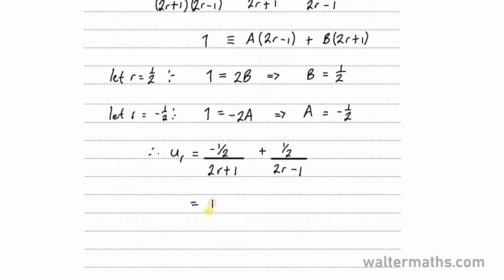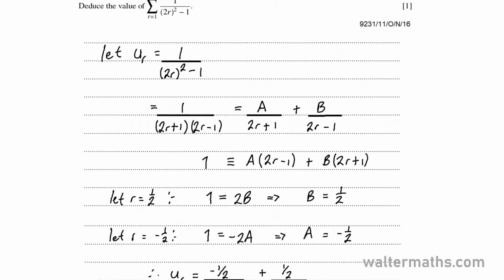So this is what we'll be having, and we can express this in this form, where I can factor out the half and have inside the bracket 1 over 2r minus 1 minus 1 over 2r plus 1. So this is what we get.